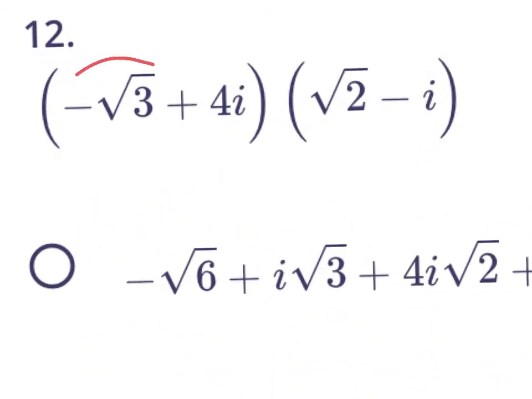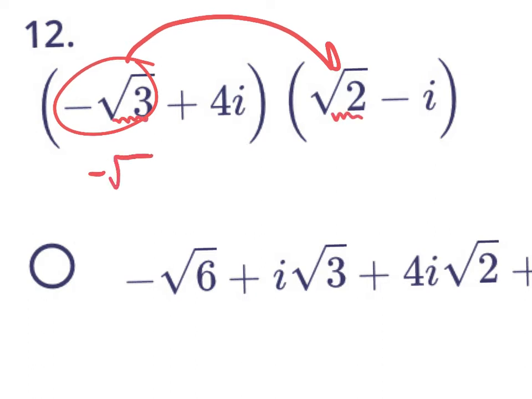We're going to take this first term, negative square root of 3, and multiply it by positive square root of 2. So you have negative square root of 3 times positive square root of 2. First of all, a negative times a positive is a negative. And the square root of 3 times the square root of 2 is the square root of 6. You could actually put those together, right?